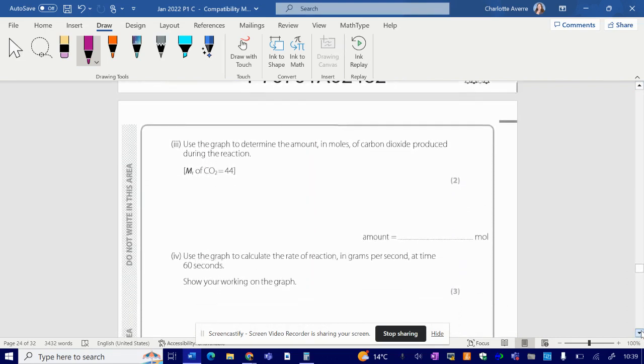Okay, so first mark will be for identifying the mass. Second mark will be for calculating the number of moles. n equals m over Mr, which gives me 0.022 moles.